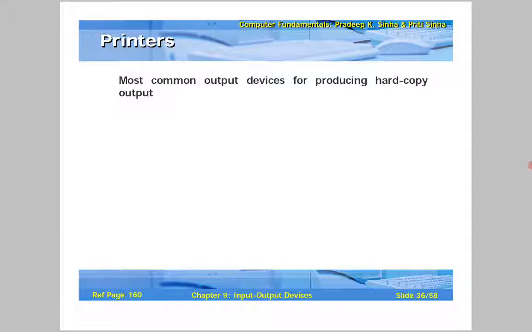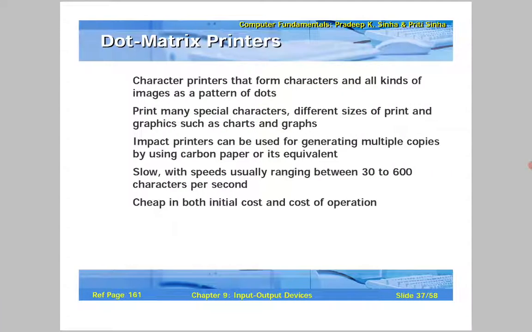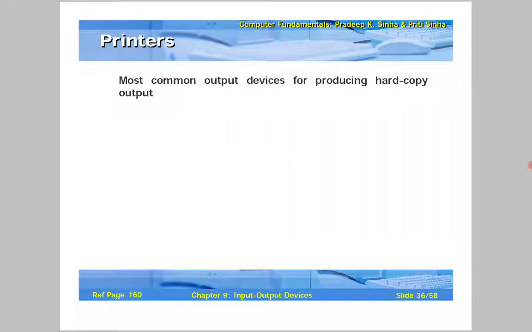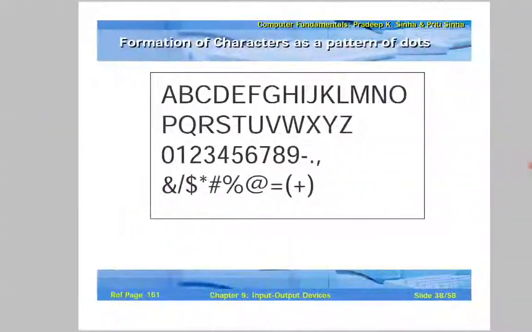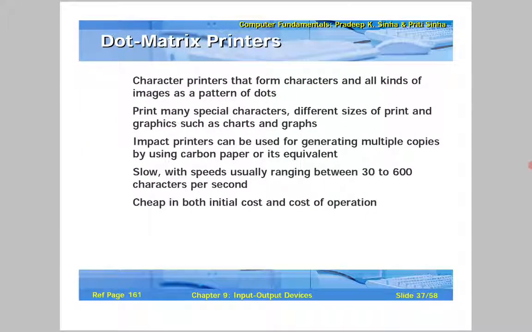Printers. Another important, most commonly used output device is the printer. Generally, printers produce hard copies of the output. There are different types of printers available. Basically, there are two types: impact printers and non-impact printers. Many other types of printers are also available, like dot matrix printer, inkjet printer, laser printer, like that.